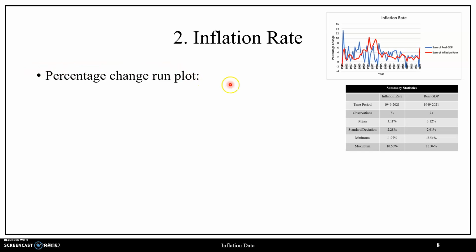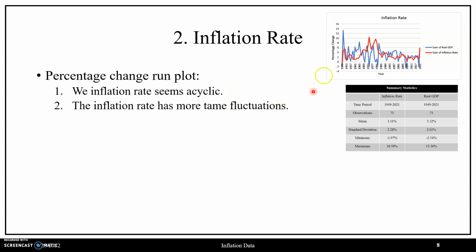So beginning with our run plot, we have the inflation rate in red, and then we've added the percentage change in real GDP in blue. In terms of these fluctuations, we see that the inflation rate is capable of moving with real GDP and against real GDP, so the inflation rate has some evidence of being acyclic. Furthermore, the inflation rate seems to have more tame fluctuations than real GDP, which we can see in our summary statistics: the inflation rate has a standard deviation of 2.28%, while real GDP has a greater standard deviation of 2.61%.